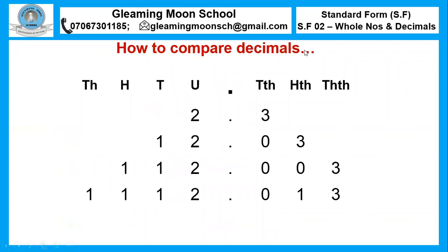Now, how do we compare decimals? Remember, when you're ordering decimals, you will compare them to know which one is bigger and which one is smaller. And it is from that comparison that you will be able to do what? Order them, either starting from the smallest to the largest, or starting from the largest to the smallest. So now, this is what we call a decimal comparison table.